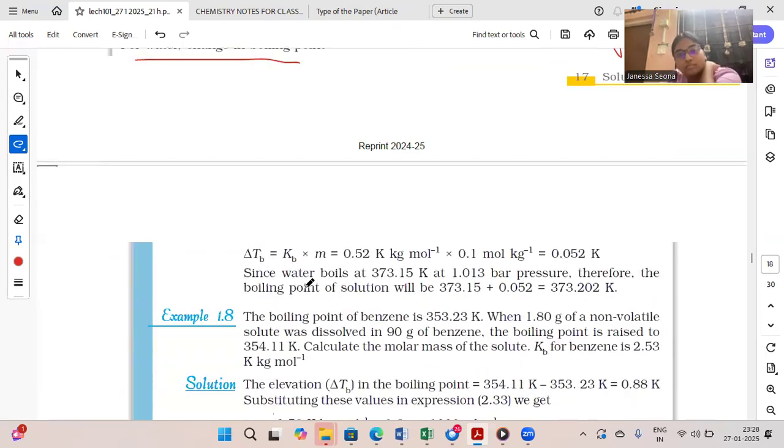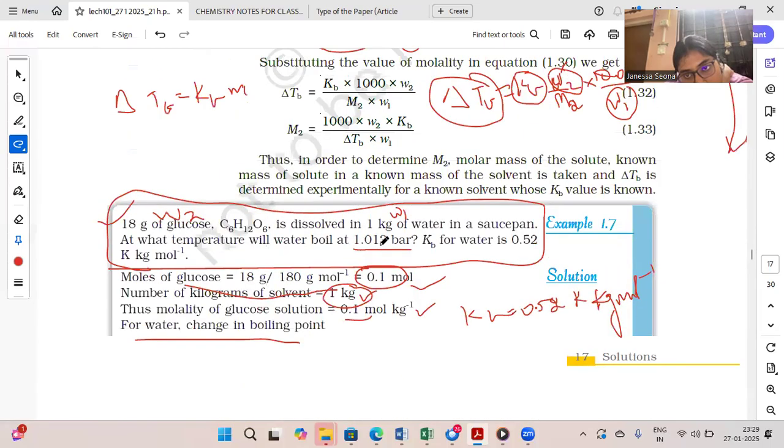For water, the change in boiling point is delta TB. TB is boiling point, delta TB is the change in boiling point. What is the formula for delta TB? Ebullioscopic constant Kb multiplied by the molality of the solution. What is the value of the ebullioscopic constant? 0.52.